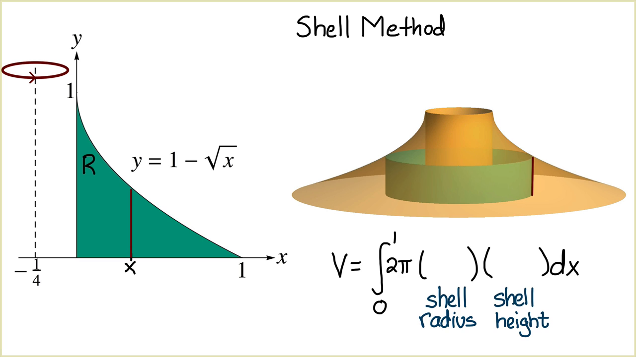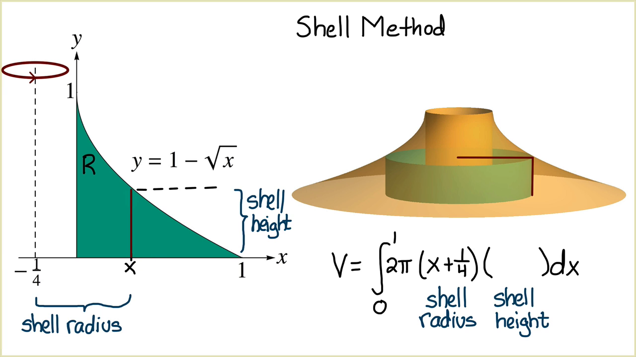times the shell height. In this case, the shell radius is equal to the distance of the value of x from -1/4. To obtain the distance between 2 points on the number line, we subtract the left point from the right point. So we have x minus a -1/4, which is x plus 1/4. Now recall that the shell height is equal to the length of this line segment, which is simply 1 minus the square root of x.